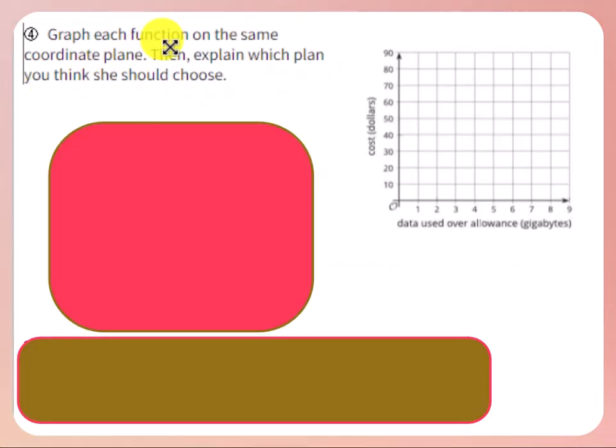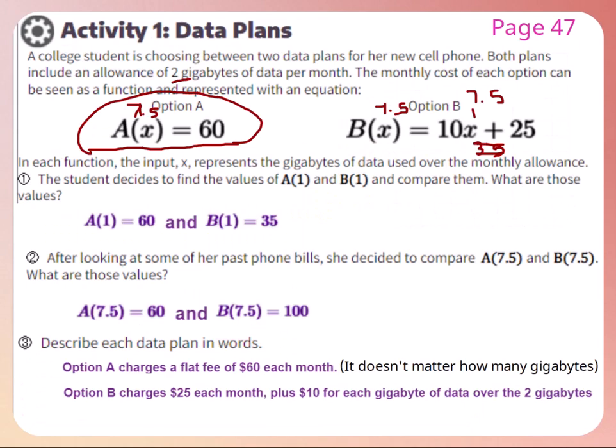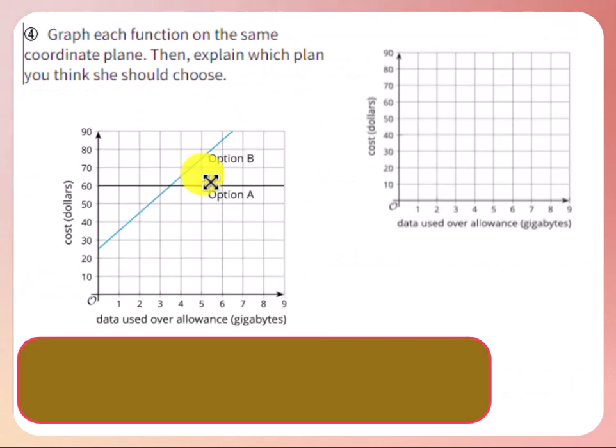Now we're going to graph these functions on the same coordinate plane. Take a minute to see if you can go back to what we just did and graph them. All right, let's look at option A. Option A was the easiest one for me to graph because it's going to be $60 each month. So it's going to start at 60, and no matter how far up we go, I said months, but the x-axis is gigabytes over that 2. So it's going to be $60 no matter what.